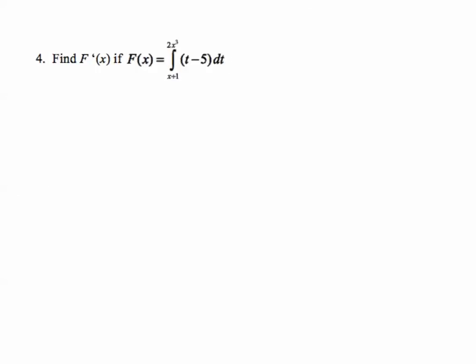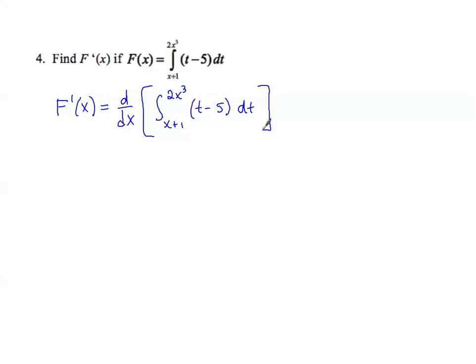Number 4, find f prime of x if f of x equals the integral from x plus 1 to 2x cubed of t minus 5 dt. So let's start by saying f prime of x means I'm saying the derivative with respect to x of the integral from x plus 1 to 2x cubed of the quantity t minus 5 dt. And then I remember derivative and antiderivative are inverse processes, so those cancel each other out. Let's apply the Fundamental Theorem of Calculus Part 1 with the part I have left over.